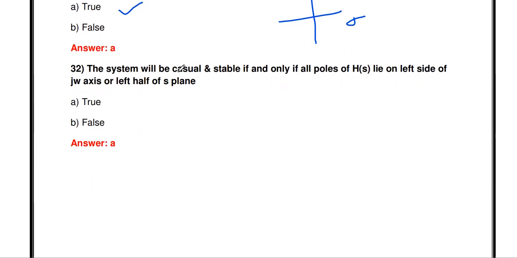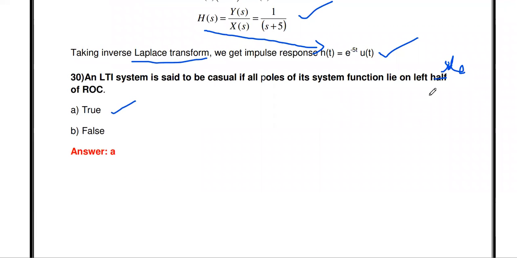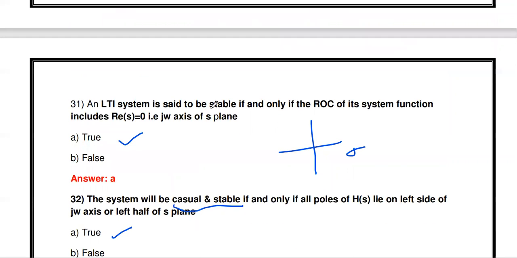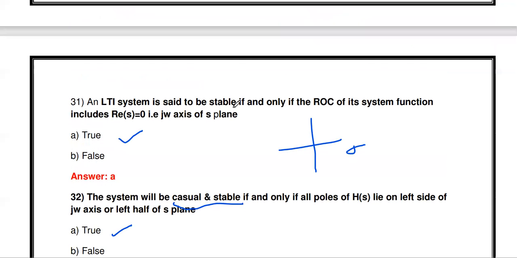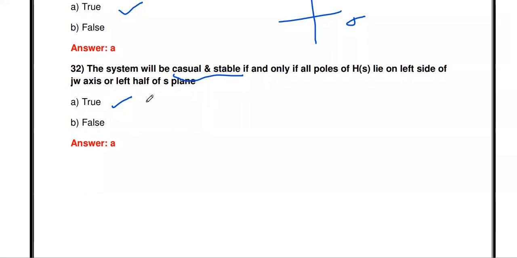Then the system will be causal and stable. If a system should be both causal and stable, then if and only if all the poles of H(s) lie on the left side of the j omega axis, that is the left half of the S-plane, the system is said to be causal and stable. It is true only. According to the first condition, if all poles are on the left side of the ROC, it is causal. For stable, the ROC includes the j omega axis. So for the system to be both causal and stable, all poles of H(s) lie in the left half of the j omega axis. So yes, it is a true statement.